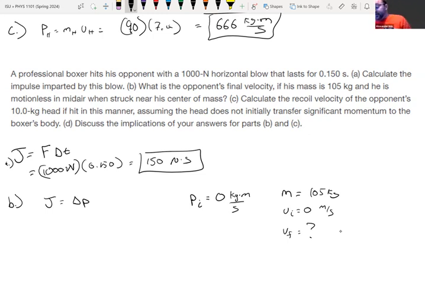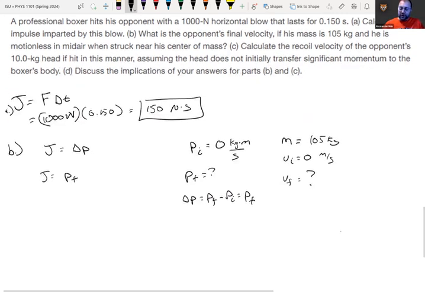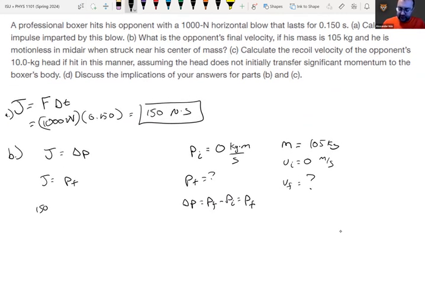Now we're not going to be able to get that directly. We're going to have to find the final momentum. So delta P is just going to be equal to P final minus P initial, which was 0. So that's just equal to P final. All right. So we have our J is equal to P final, which means that 150 Newton seconds, and remember, that's the same thing as kilogram meters per second, is equal to P final. And now all we need to do is say, okay, this is equal to m v final. And that's 150 equals 105 v final.